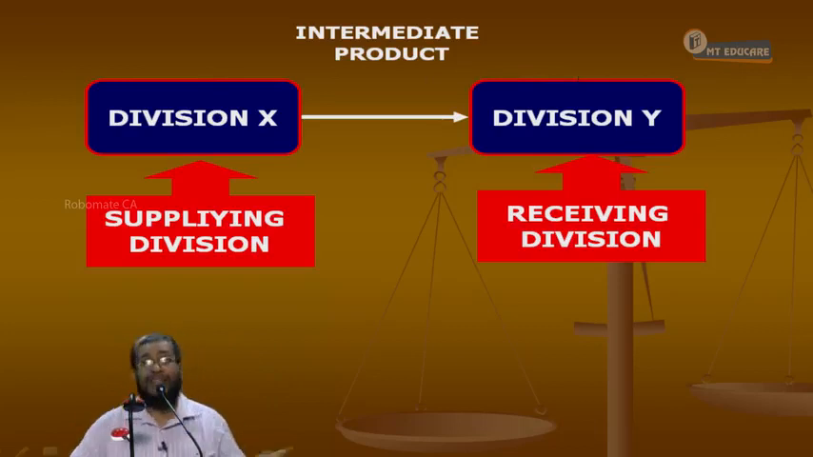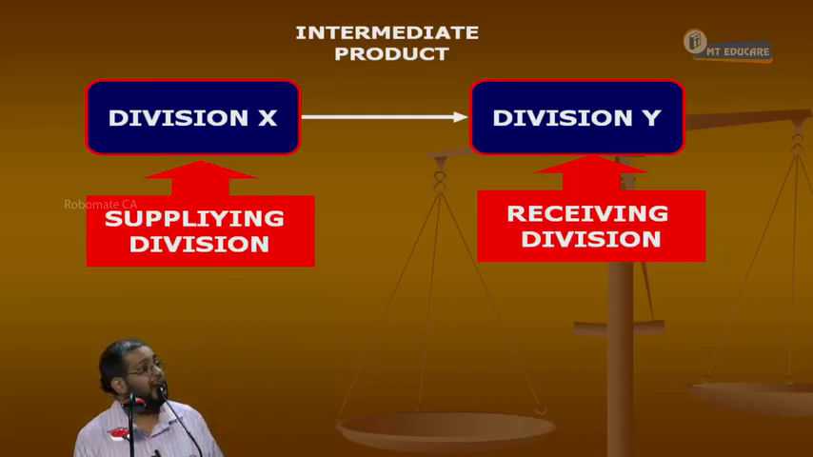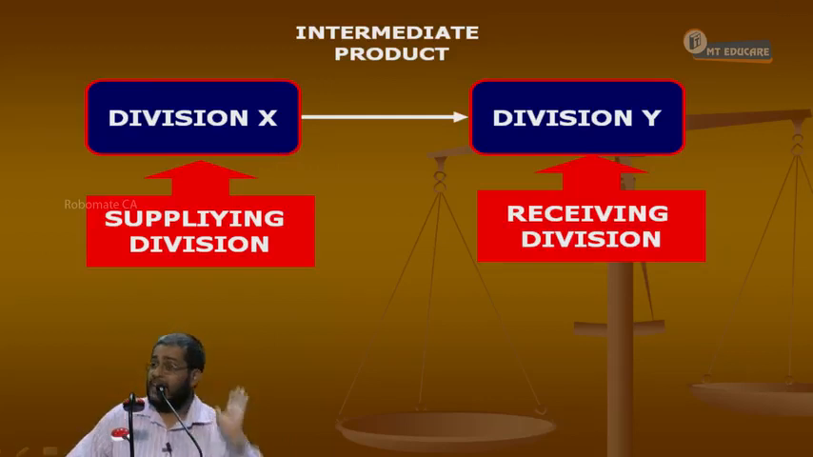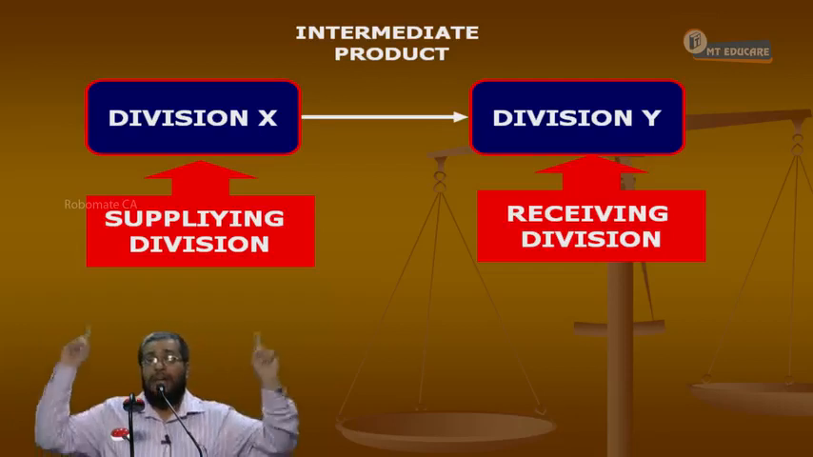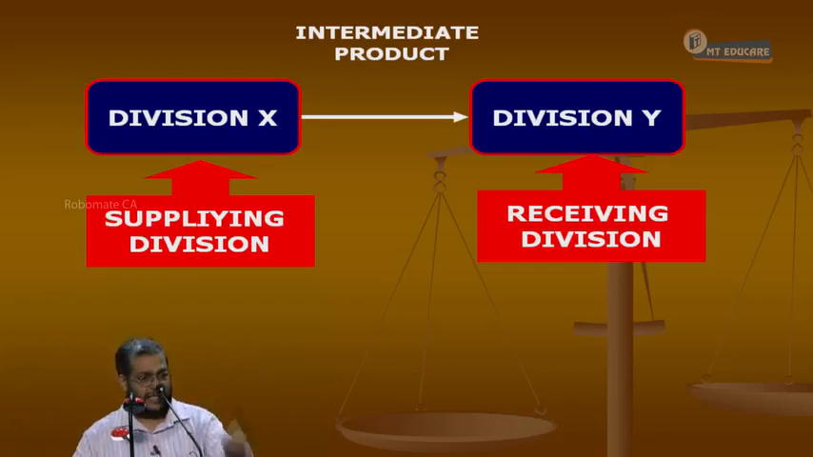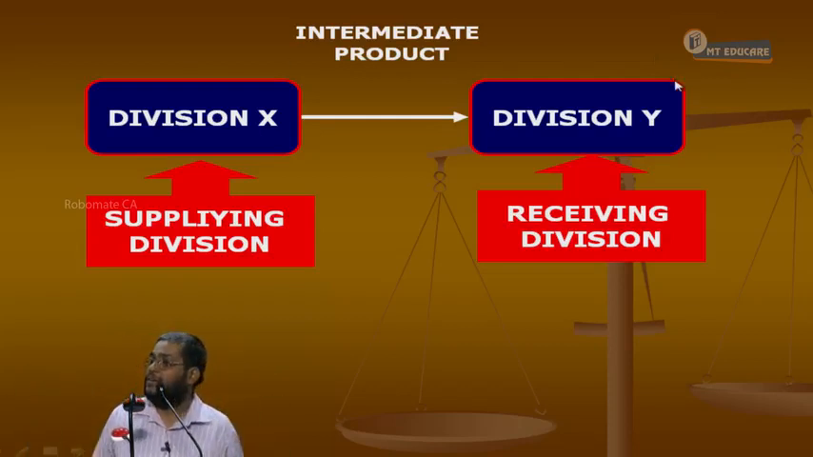Yes or no? The price at which they transfer is called the transfer price. Everybody understanding or not? So the transfer price is the price at which division X transfers the intermediate product to division Y. Am I right or not? Tell me, transfer price is a selling price or a cost price? It is the selling price for division X and the purchase cost for division Y. Are you listening or not?